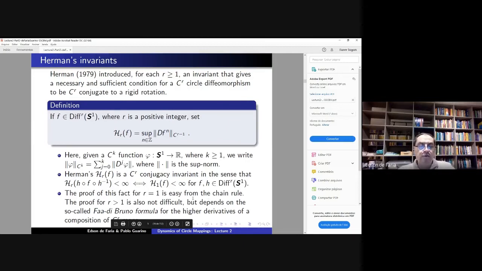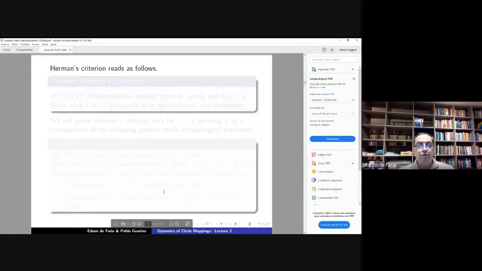It involves knowing something about the higher derivatives of a composition of functions, and there is a formula for that. It's called the Faà di Bruno formula, okay? I will not go into that, but I will show you what Herman's criterion is.